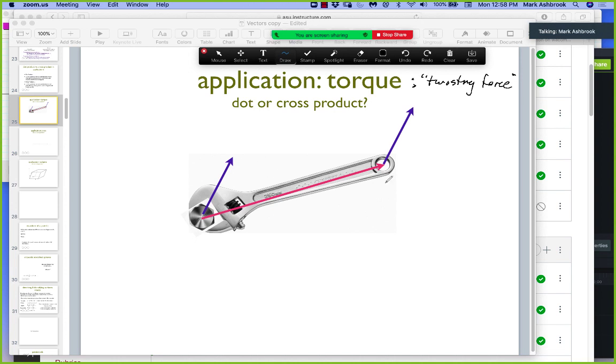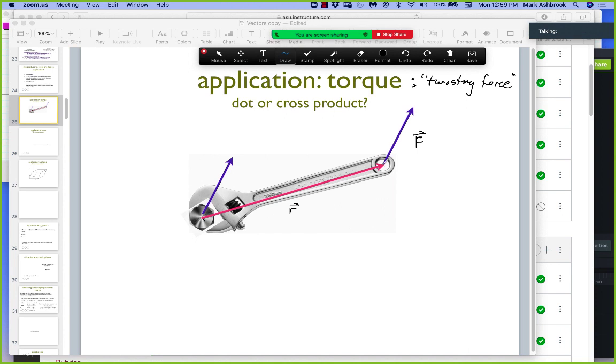And there's two things involved. There's the distance from the center of rotation to the location where the force is being applied. That vector is called r. So it's kind of like radius, r for radius. So the vector from the center of rotation to where the force is being applied is r, and then the force itself is F.